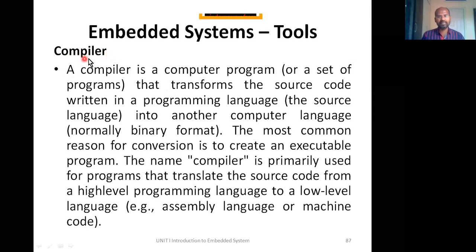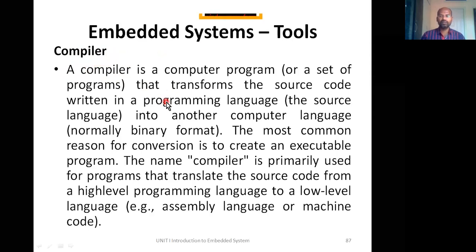This compiler translates the code which is written in a high level language like C or C++ or Java into low level language, which is understood by our microcontroller or microprocessor. That's what a compiler does, right?